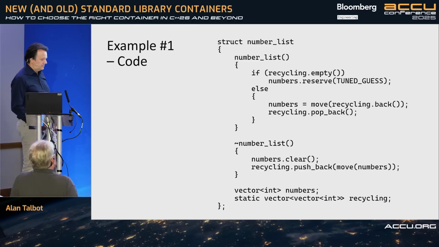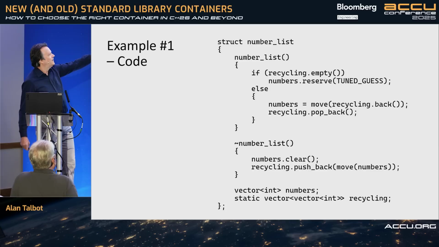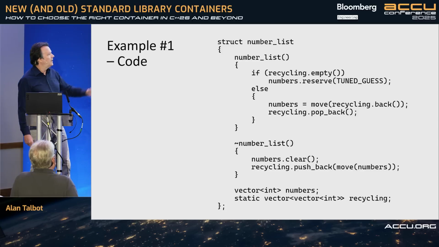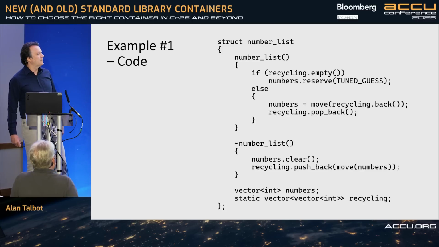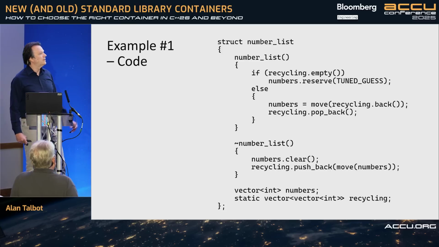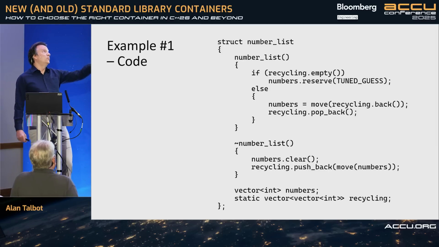When we're done, there's some way to point. I'm not going to bother. You can see the destructor here. When we're done, we're going to clear the vector, and then we're going to throw it in the recycling. We're going to move it into the recycling static vector of vectors. And then when another one pops up and is constructed, there's something in the recycling bin, we'll just move it back into our local one.